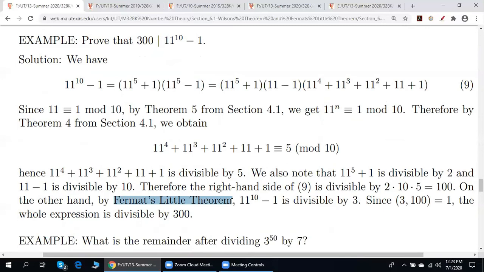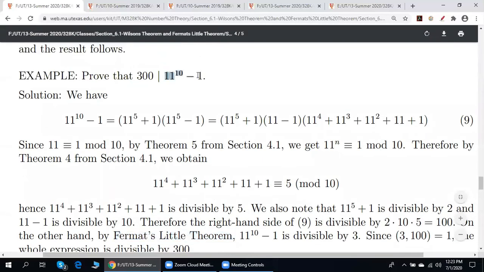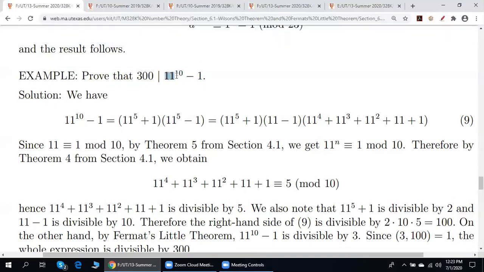by Fermat's little theorem, this number is divisible by 3 because 11 squared minus 1 is divisible by 3, which means 11 squared is congruent to 1 modulo 3. And if we raise both sides of this congruence to the 5th power, we will get 11 to the 10th power is congruent to 1 modulo 3. Which means 11 to the 10th power minus 1 is divisible by 3.